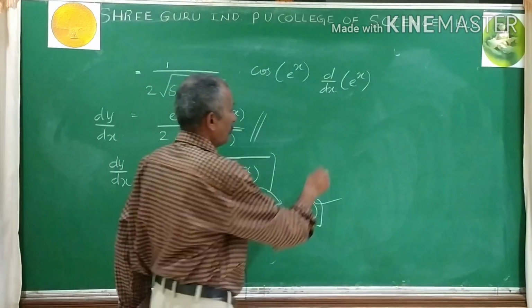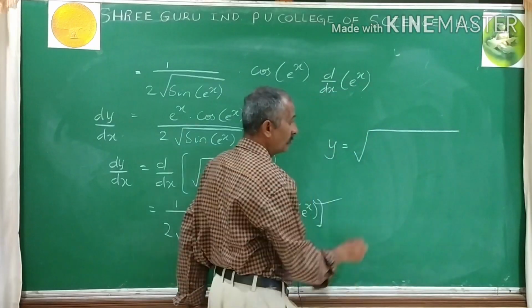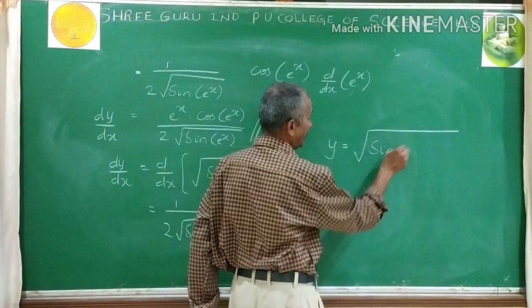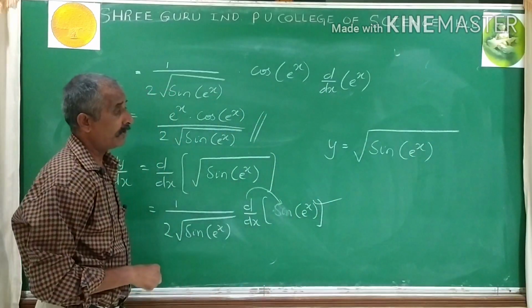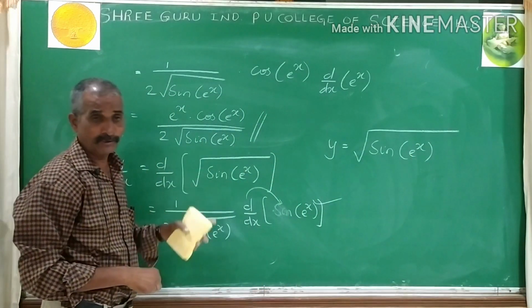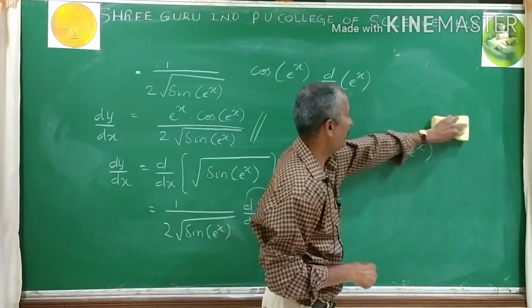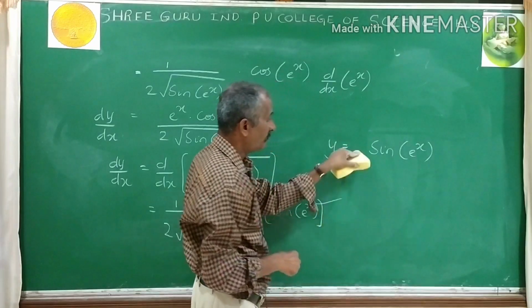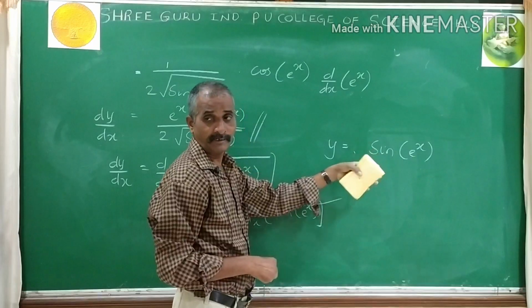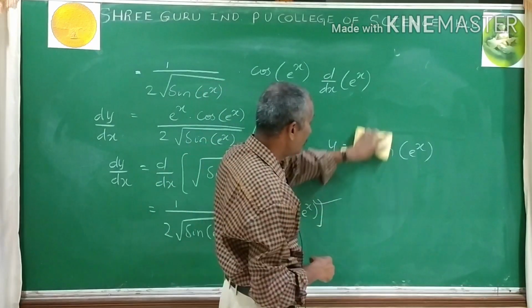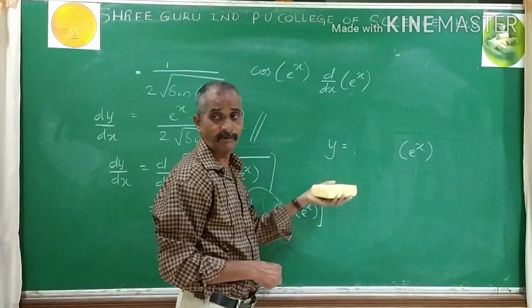Now, to make your mind very clear, recall this problem. What we had is y equal to root of sine of e power x. Because of the square root occurring, first we wrote 1 by 2 into square root. If we don't have this square root, then no question of 1 by 2 into square root. You must have only the derivative of sine, namely cos. If we don't have sine, only e power x, then the answer will become just e power x.